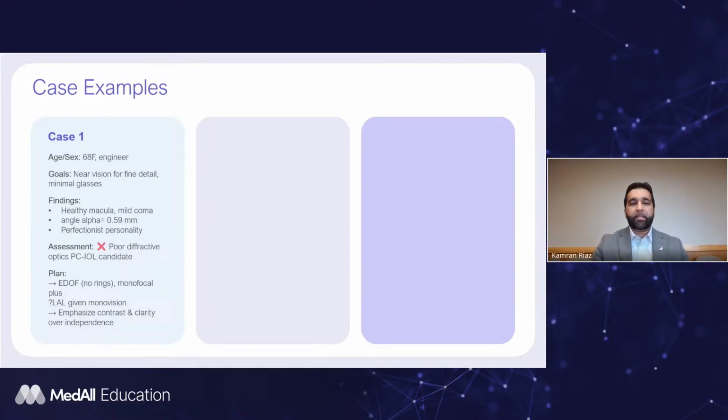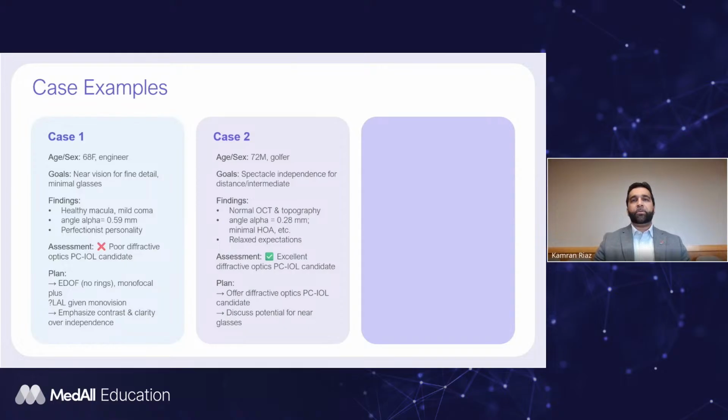So that would be kind of the approach for that first patient. Our second example would be a 72-year-old male. He's a golfer. He wants really independence for distance and intermediate. And we see findings are relatively straightforward there. And so this would be a patient who would be a very good candidate for diffractive optics.